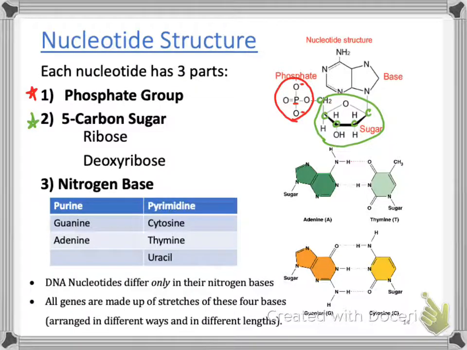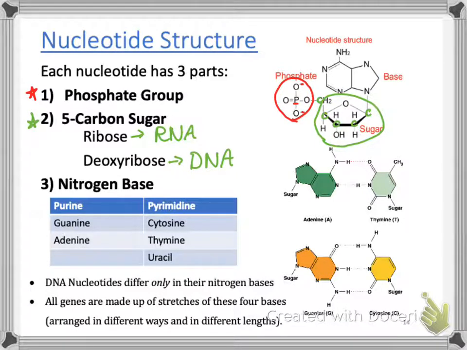Now, nucleotides come in two different types. I keep talking about deoxyribose, and that is the sugar in DNA. There is another nucleic acid called ribonucleic acid, or RNA, and it uses the sugar ribose. We'll learn lots about RNA during our second semester when we learn about gene expression.